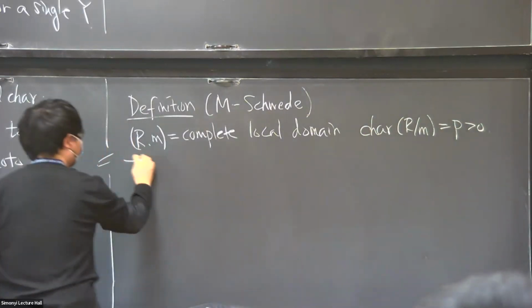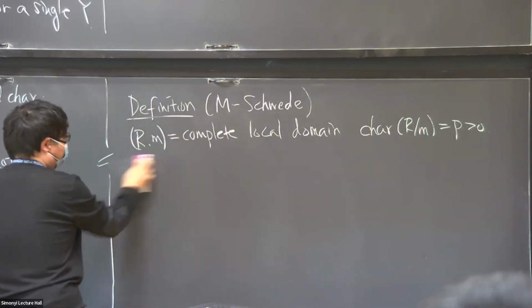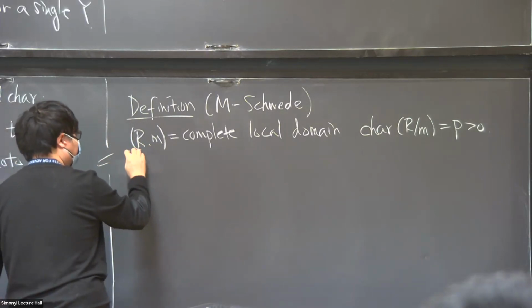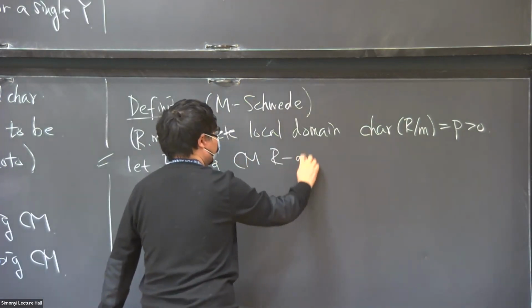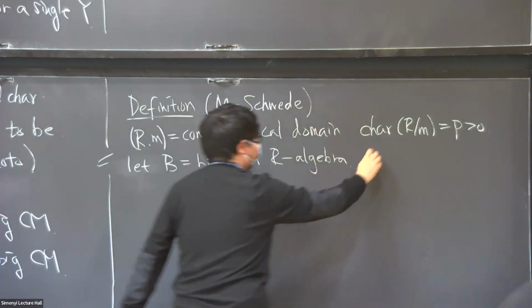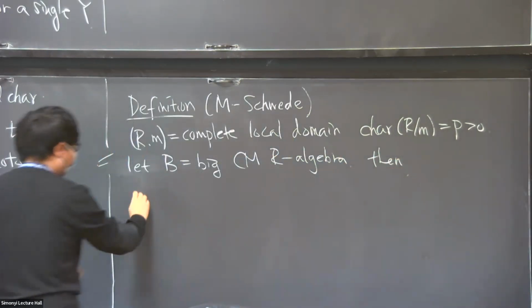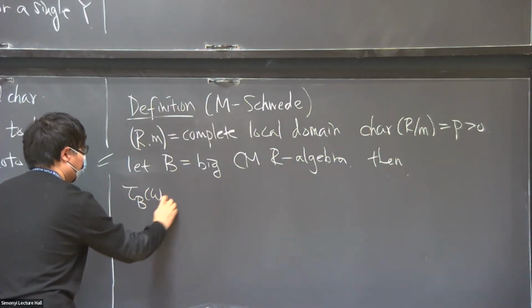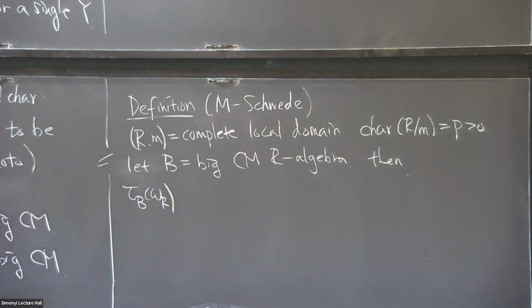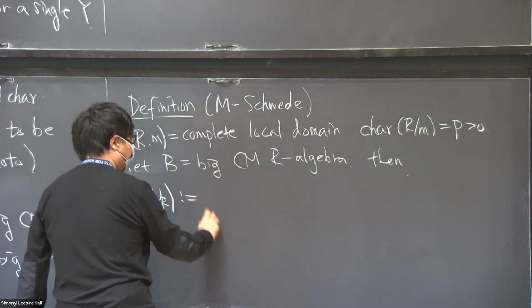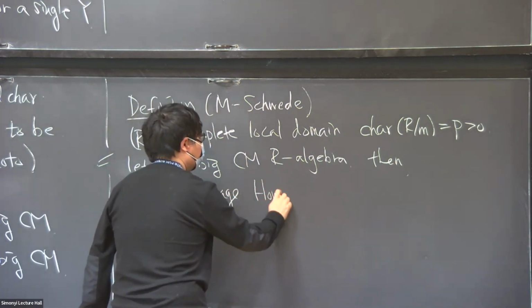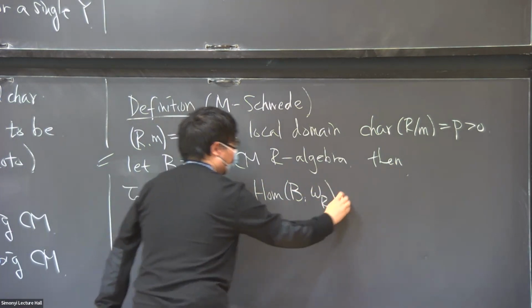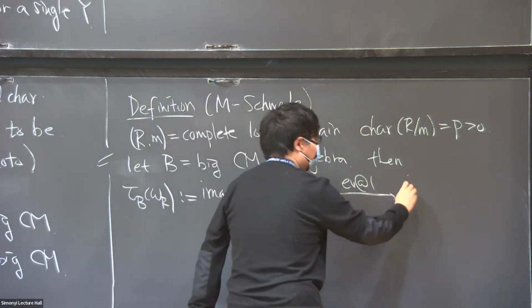Okay, so now we know there exists a big Cohen-Macaulay R-algebra. So let B be a big Cohen-Macaulay R-algebra. Then we define the following. We define tau_B of omega_R, where omega_R is a canonical module. We define it to be the image of the trace map from B to omega_R, and then you do this evaluation at 1 of.